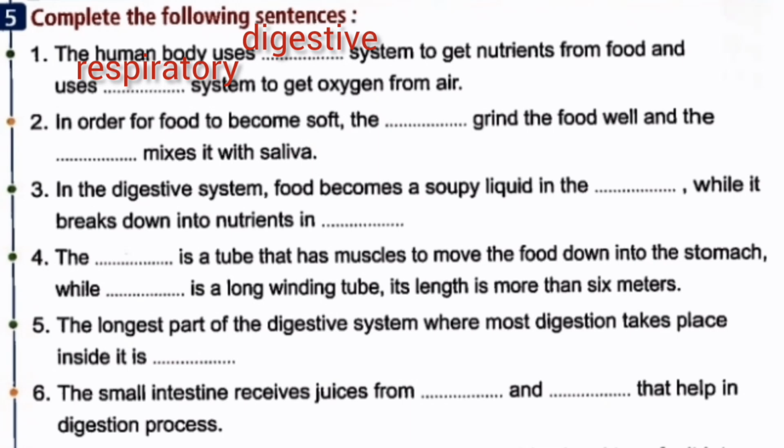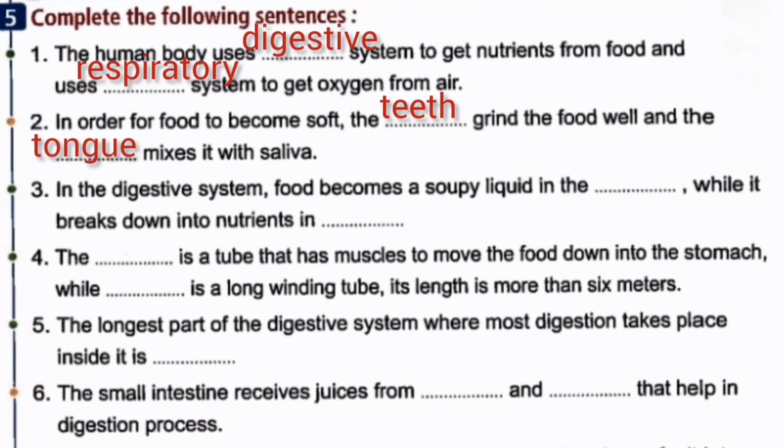Number 2. In order for food to become soft, the blank grind the food well and the blank mix it with saliva. In order for food to become soft, the teeth grind the food well and the tongue mixes it with saliva.